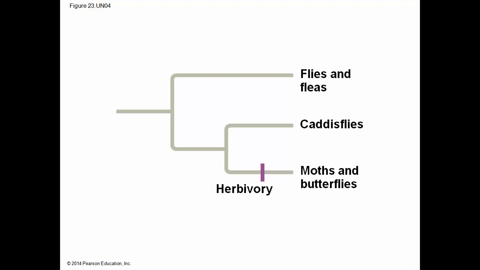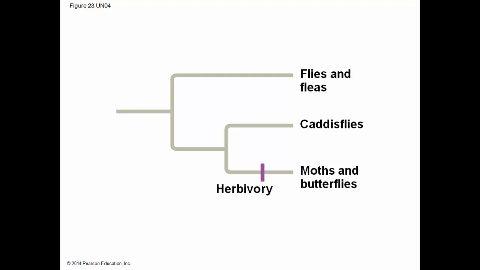As illustrated in the phylogenetic tree below, the combined moth and butterfly and caddisfly group shares a common ancestor with flies and fleas. Like caddisflies, flies and fleas are thought to have evolved from ancestors that did not eat plants. There are 140,000 species of moths and butterflies and 7,000 species of caddisflies. State a hypothesis about the impact of herbivory on adaptive radiations in insects. How could this hypothesis be tested?